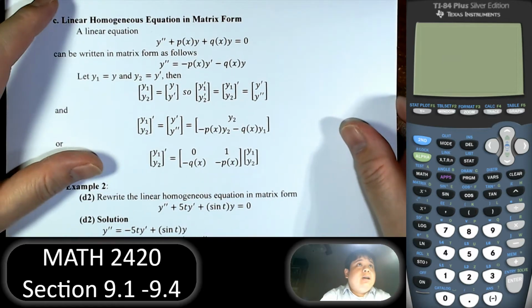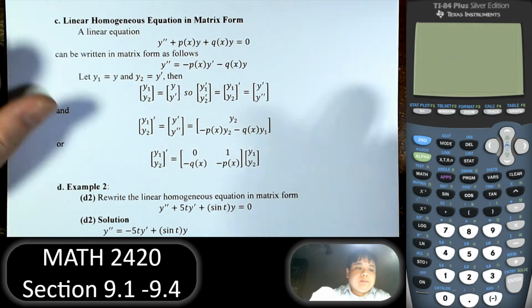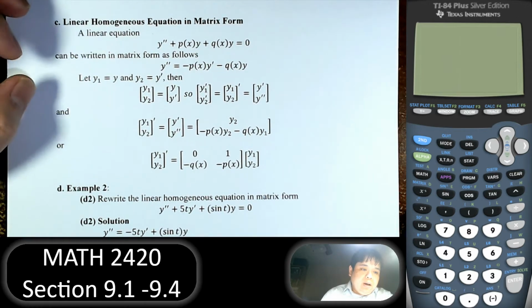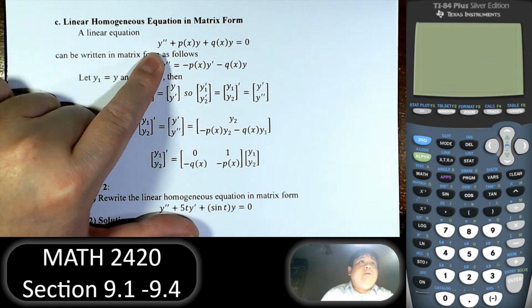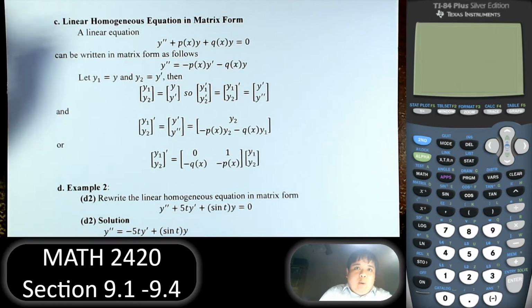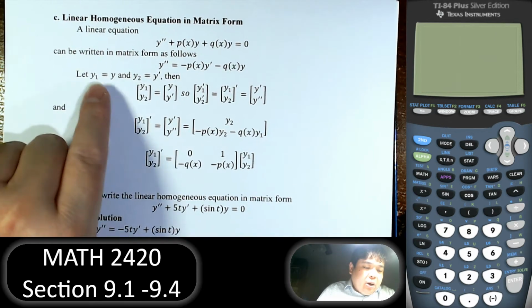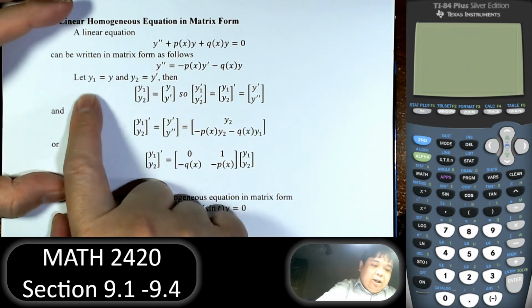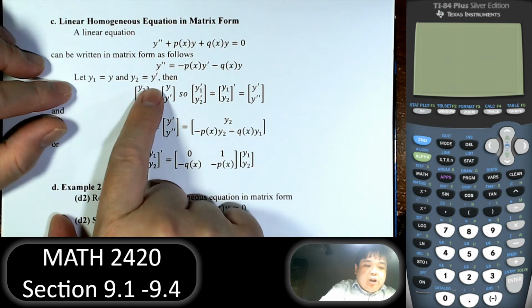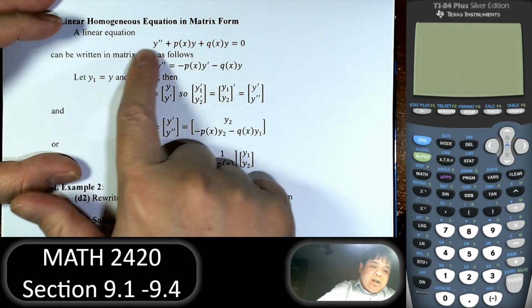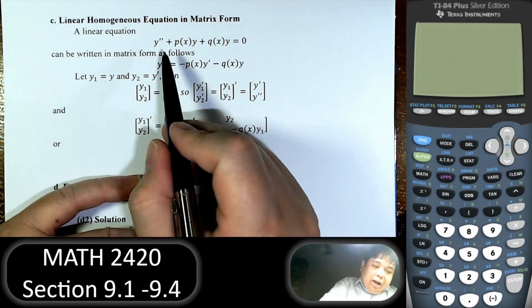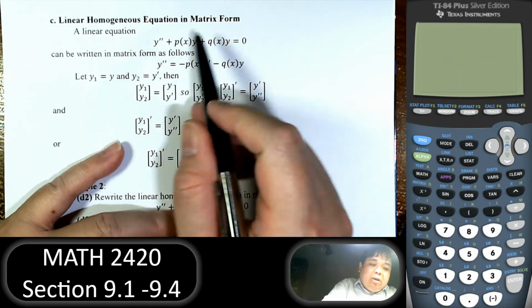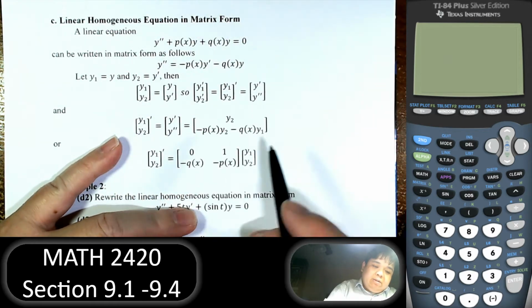Now, can we turn a higher order differential equation into matrix form as well? What we see is that if we write y1 as y and y2 as the derivative, right? So if we let y1 be y and y2 be the derivative, then we can rewrite this system: y prime, y double prime, move this to the other side. That's what we have.